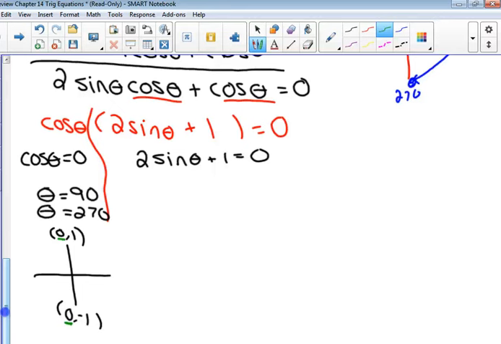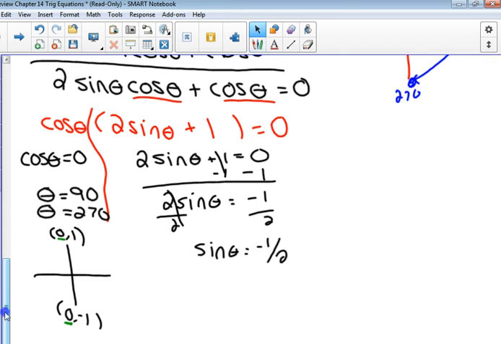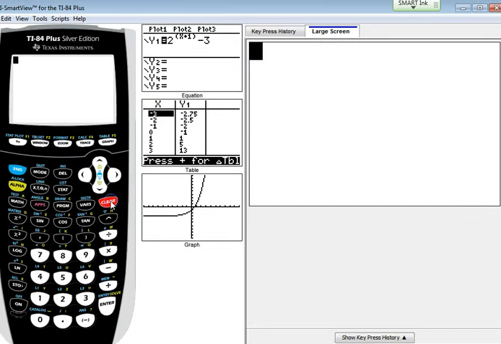Now the other one, when you go to solve it, remember minus 1: 2 sine theta equals negative 1, divided by 2. So your sine theta equals a negative 1/2. Let's see. So second sine negative 1/2.